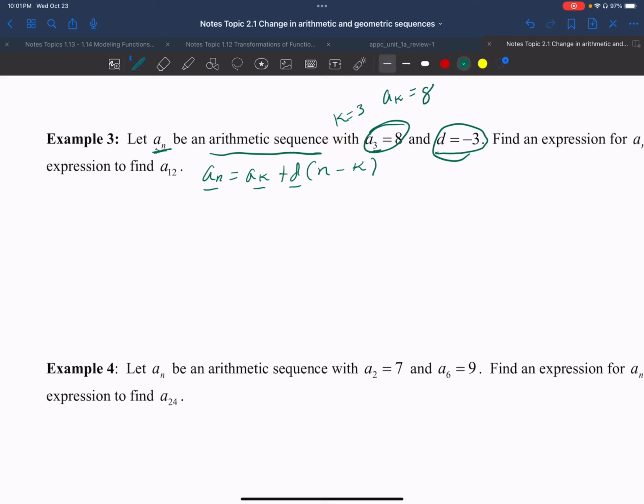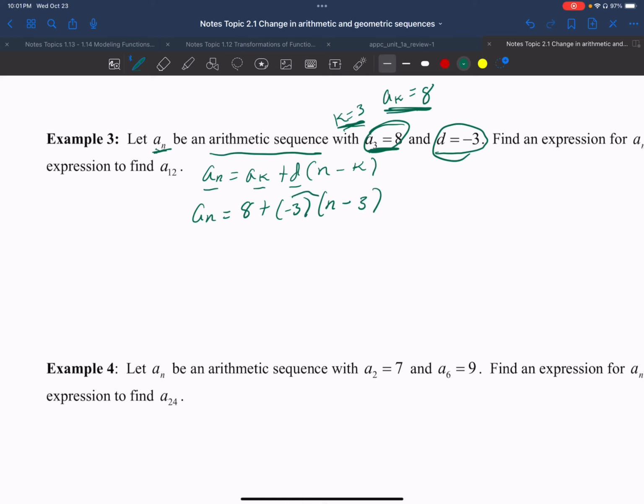I don't want to write a sub 3 because I already have it here, but I know that a sub 3 and a sub k are the same thing. So now I'm going to start plugging in. So a sub n is what I'm looking for. A sub k is equal to 8. My common difference is negative 3. And then n minus k, which is equal to 3 based on that.